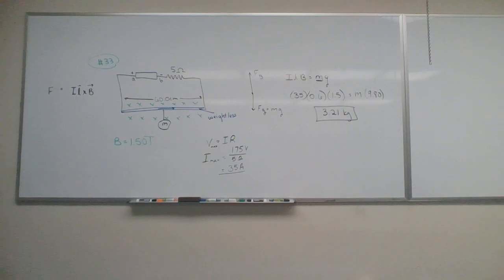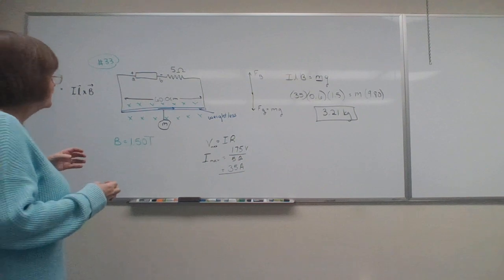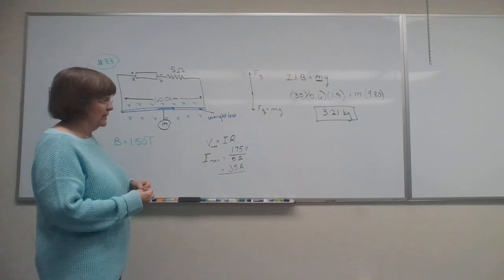We've got 35 amps. All right, let's see if we were right. This is problem 33, and the correct answer is 3.21 kilograms. We are on a roll. Okay, I want to leave chapter 27. I feel like those are the points that are really important.